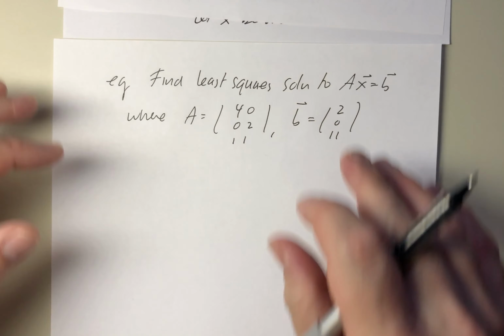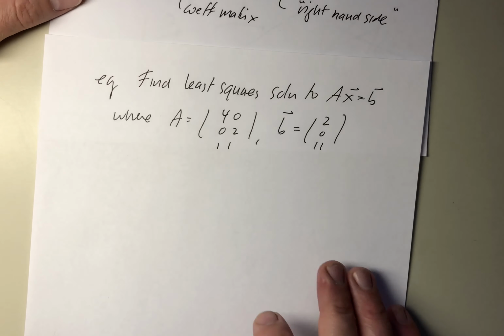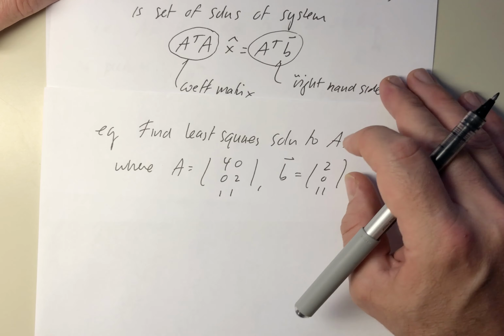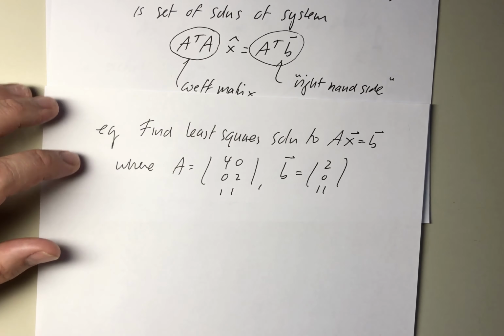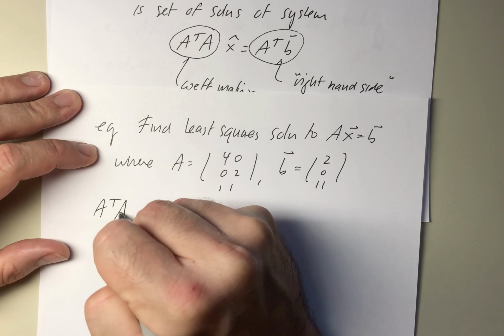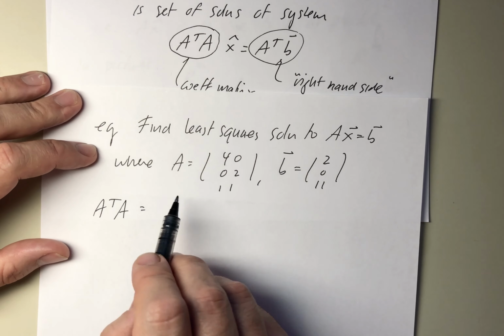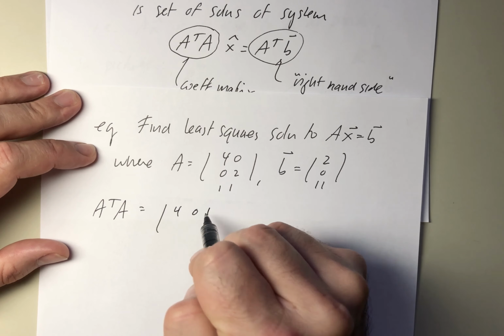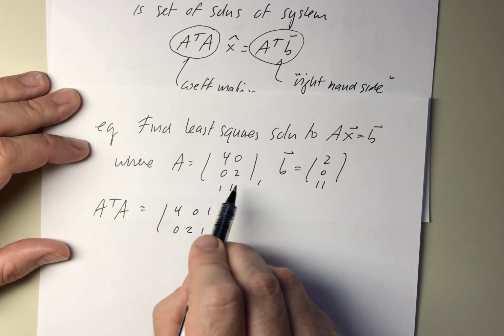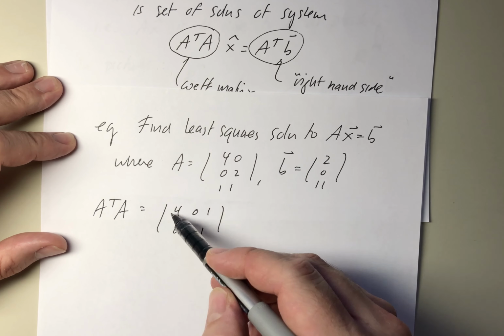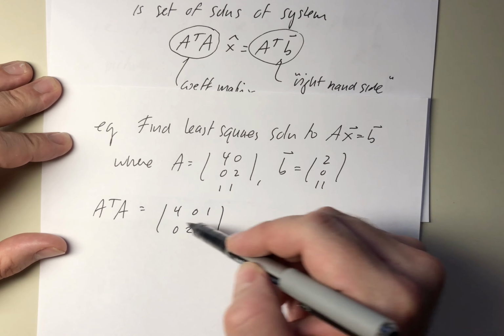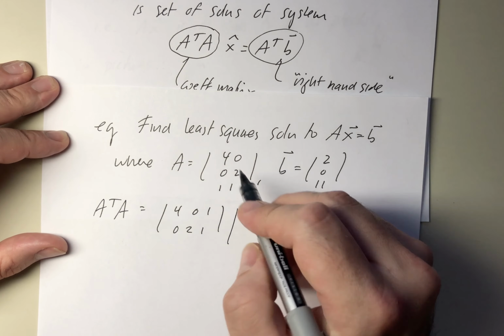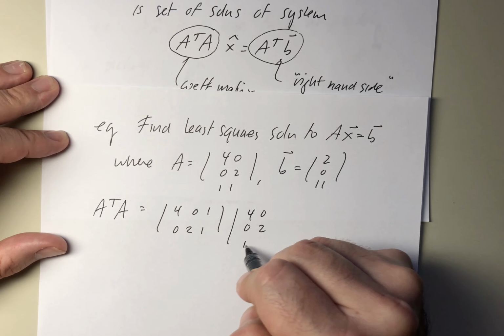Okay, so what do we need to do? Let me go back to my formula here. At the end of the day, we're using this formula. What do we need to use this formula? We need to know what A^T A is. A transpose A just means [4 0 1; 0 2 1]. The transpose of a matrix is: take that first column, make it the first row. Second column becomes the second row. Times A, so this is [4 0; 0 2; 1 1].